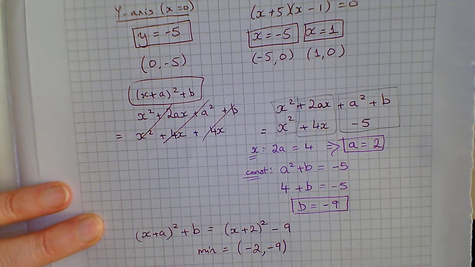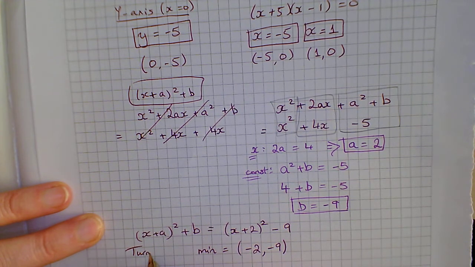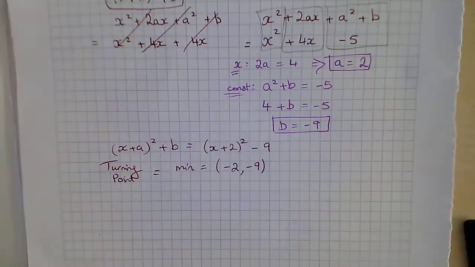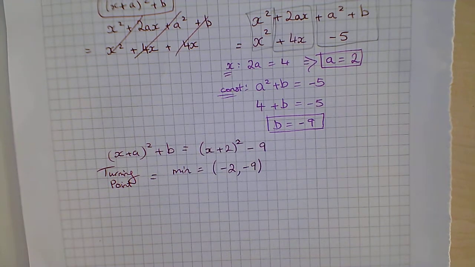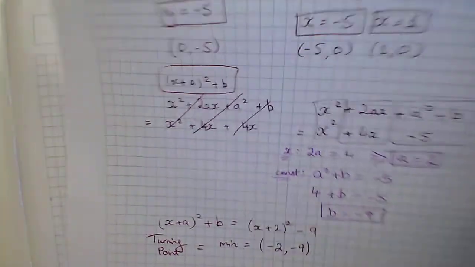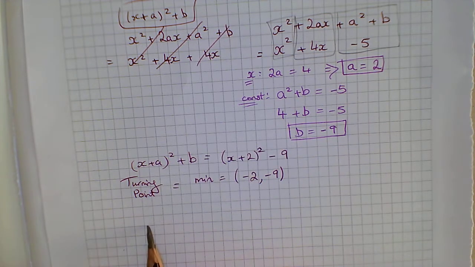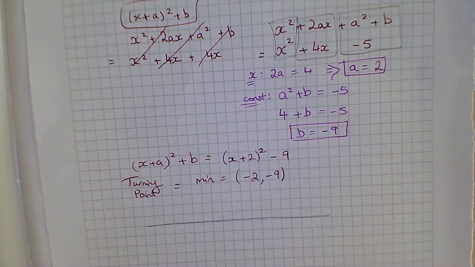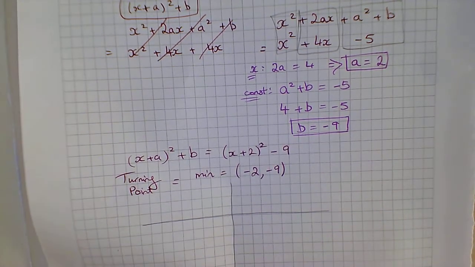They said, write it in completed square format, which we did, and they asked us to write down the coordinates of the turning point, which we have done as well. The final step was to draw a sketch of this function. So we know that this function goes between minus 5 and 1 on the x-axis, and down as far as minus 9 on the y-axis. Most of my graph, and I'm even doing this without a ruler, will be below the x-axis.